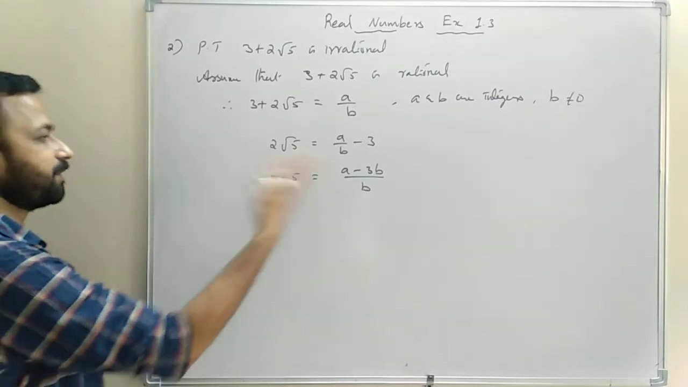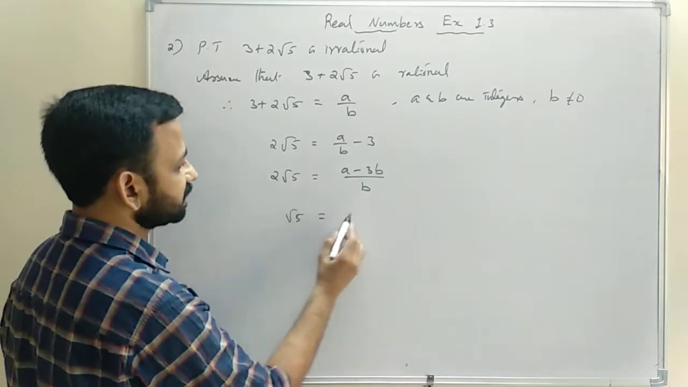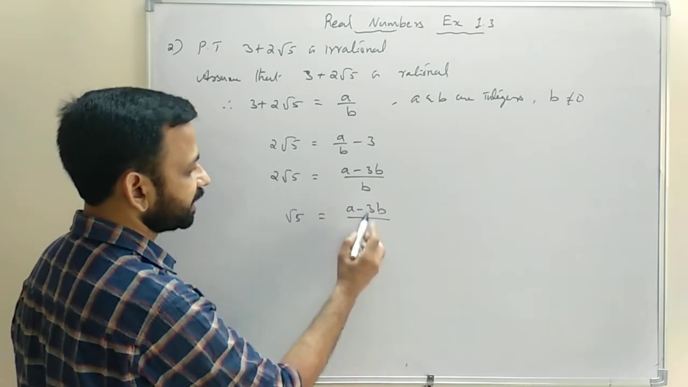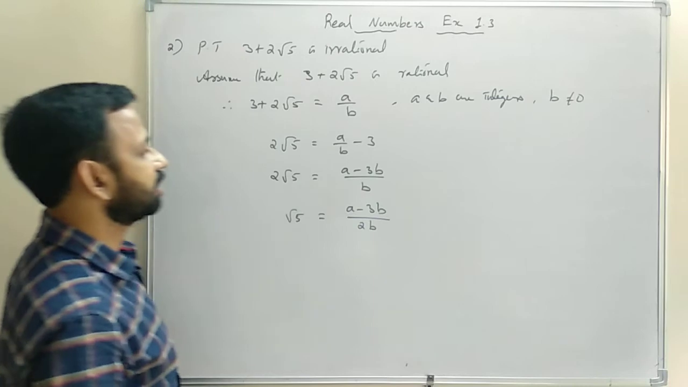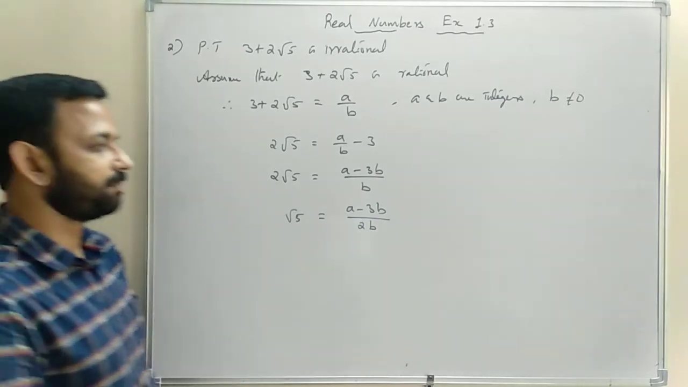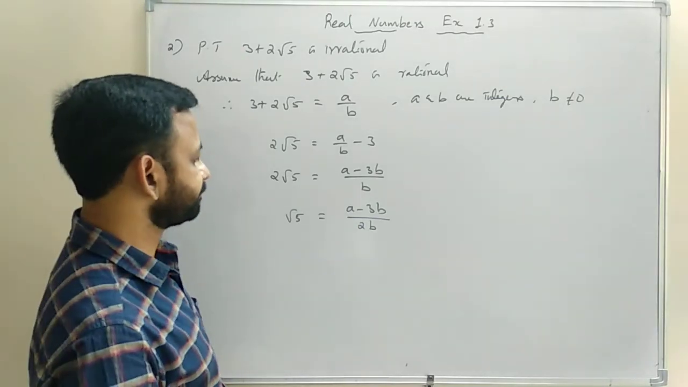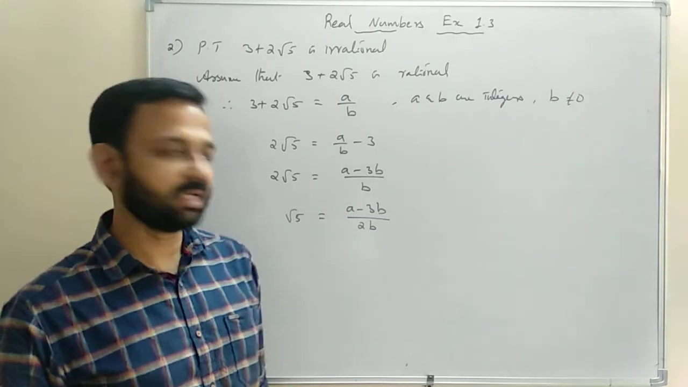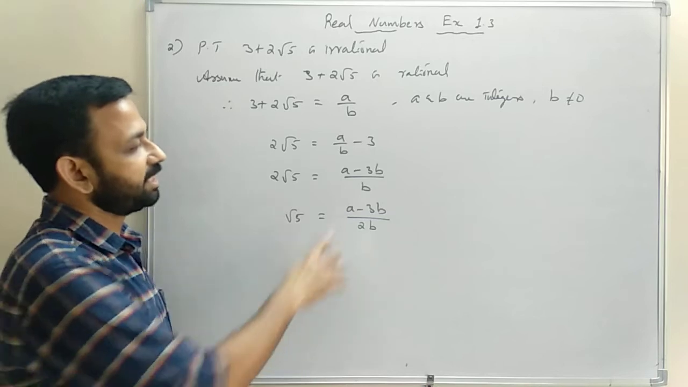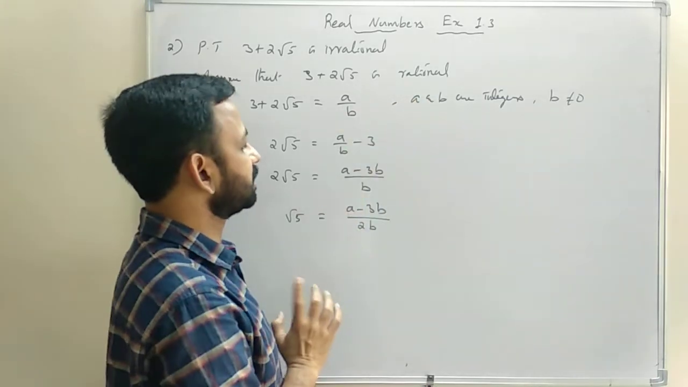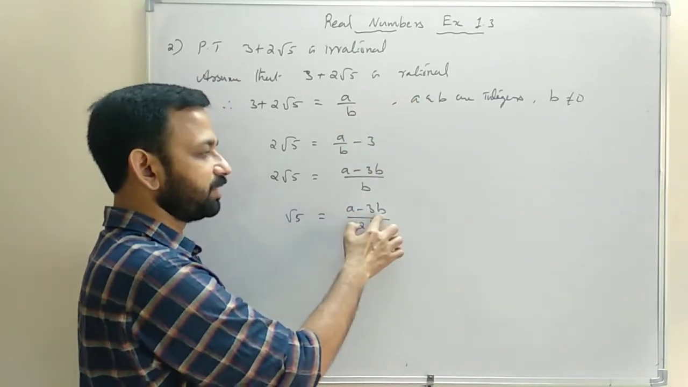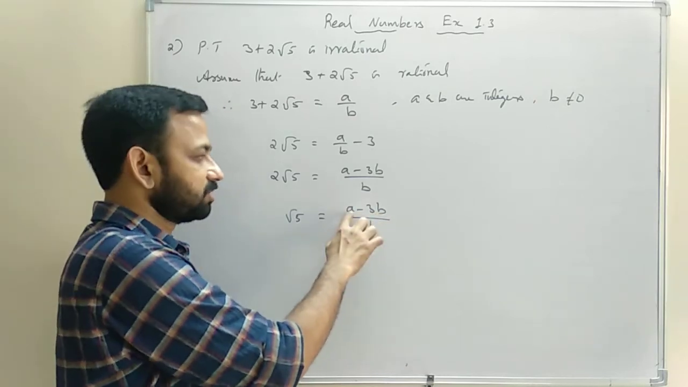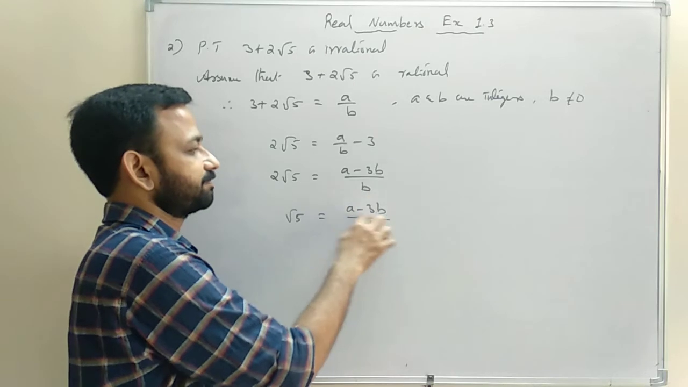Now we can take 2 from left to right. Root 5 is equal to a minus 3b upon, that 2 will go to the denominator, so it will be 2b. Root 5 is equal to a minus 3b upon 2b. So here, on the left side, root 5 is an irrational number. On the right side, a is an integer, b is another integer. So a minus 3 into b: b is an integer, so 3 into b is another integer. So a minus 3b will be an integer.